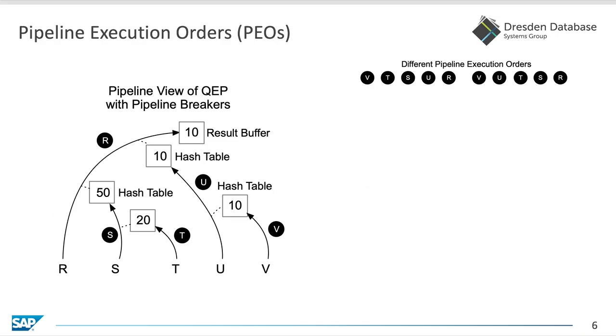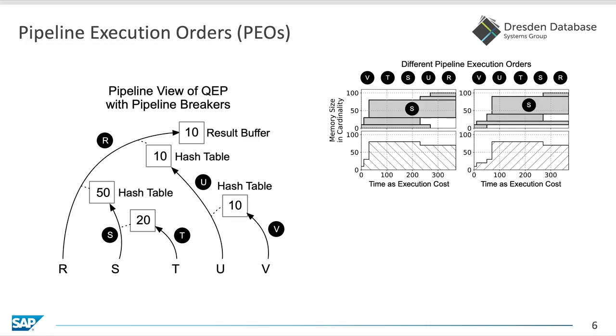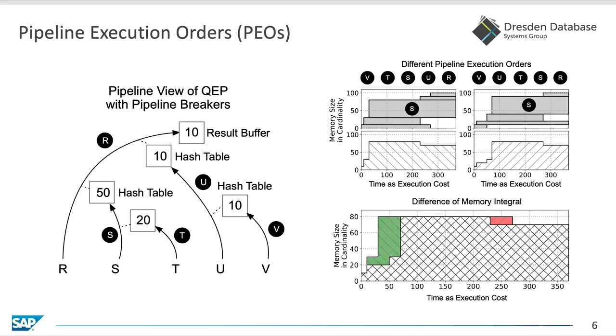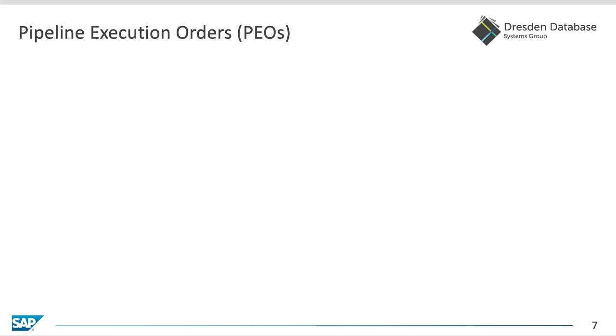Now let's look at the pipeline execution orders which are displayed here. Most different pipeline execution orders, as said, have different areas in the gray area. Now put to scale and projected down into a memory profile, we can see that the area below the memory profile is different. And if we now look at the difference of the area below the memory peak, called the memory integral in our case, we can see that there is a significant difference, which corresponds to, in this case, a meaningful difference of 6.8%.